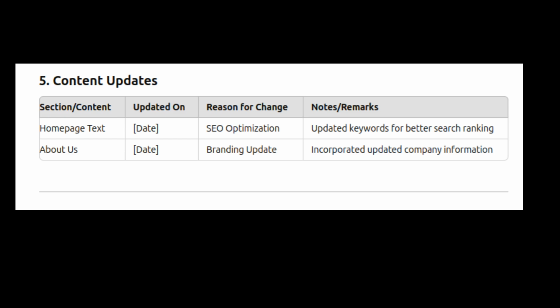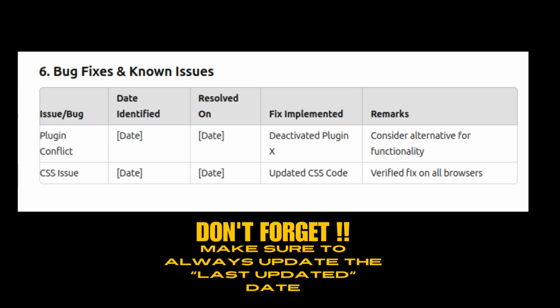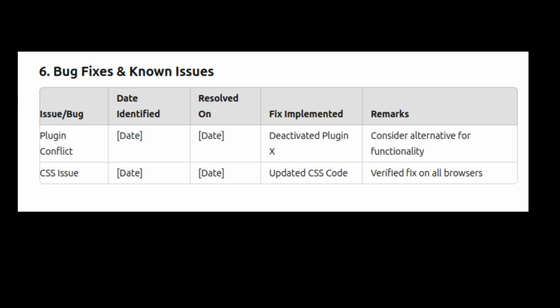This section is designed to track problems that arise on your website, when they were identified, and how they were resolved. By documenting bugs, you can avoid repeating mistakes and be aware of potential recurring issues. The resolved on and fix implemented fields help you keep track of what was done to fix the problem and when. Failing to maintain this log could mean wasting time resolving problems that have already been fixed, or even worse, reintroducing bugs when making updates. Keeping the last updated column filled helps ensure all fixes are current and well documented.